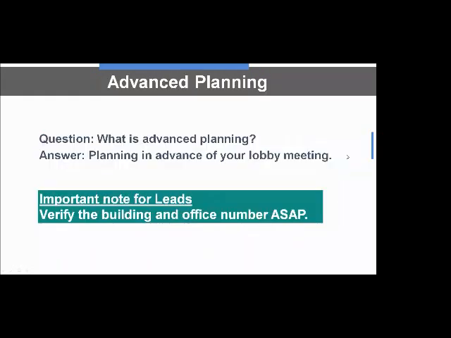So let's talk about advanced planning and how you can empower your team during this stage. Advanced planning is simply what it says. It's the time you plan in advance of a meeting. First, one really important step to know here. If you're a meeting leader, when you receive your schedule, please call the office and verify both the building and the room number. We don't want to miss a meeting by going to the wrong place.